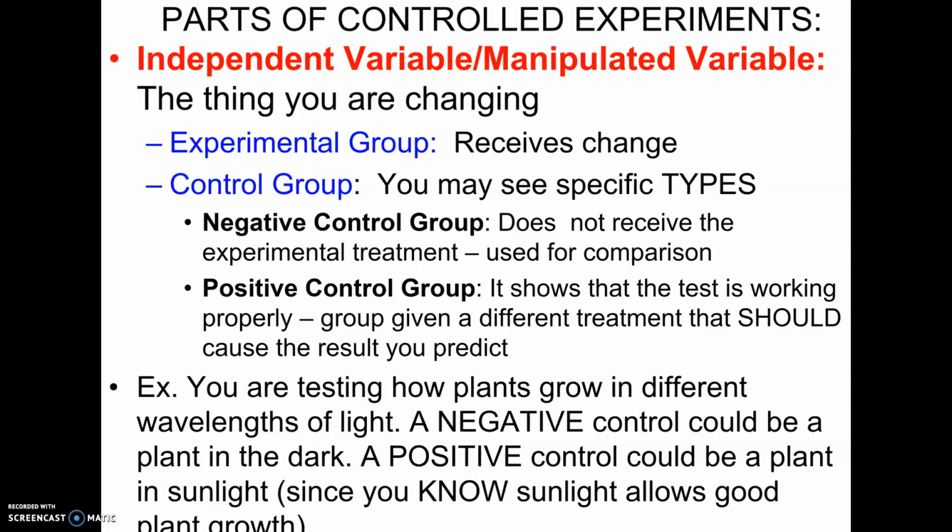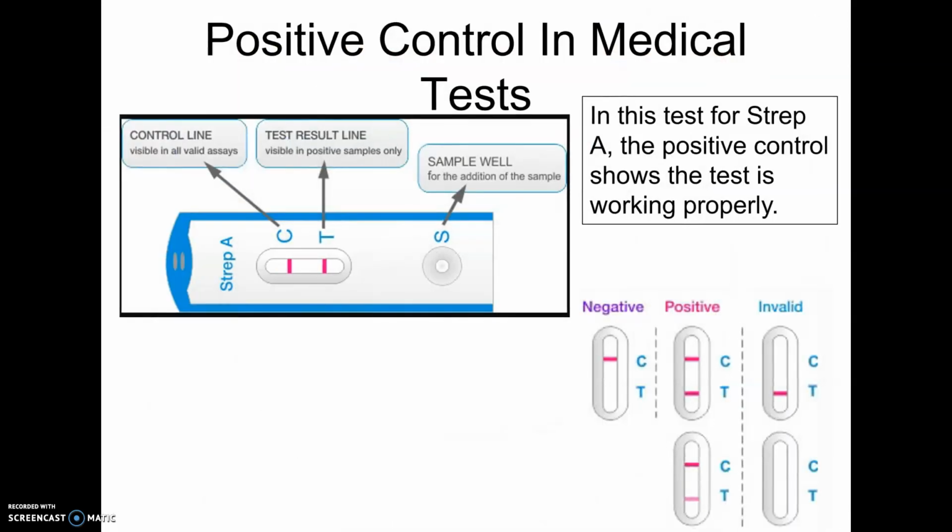Another example of a positive control group would be like when you go to the doctor's office and you take a strep test. So if you've ever thought you had strep throat, here's what the test looks like. You put your sample here, they take a little throat swab, and notice they have a control line and a test line. The control line is technically a positive control group. That line should turn red. It tells us the test works.